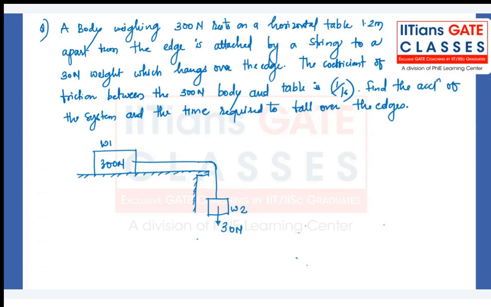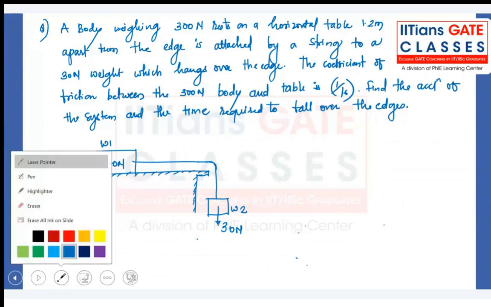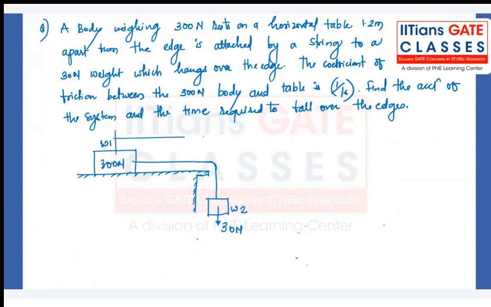Little bit tricky question. I'll repeat it. Listen carefully. A body of weight 300 Newton is resting on a horizontal surface of the table, which is 1.2 meter apart from the edge. So this distance is 1.2. It is attached by a string to a 30 Newton weight, which hangs on the edge. The coefficient of friction between the 300 Newton body and the table is 1/16. Find the acceleration of the system and the time required to fall over the edges.